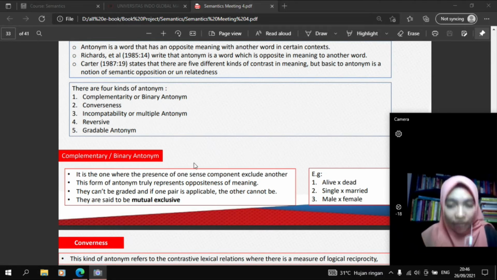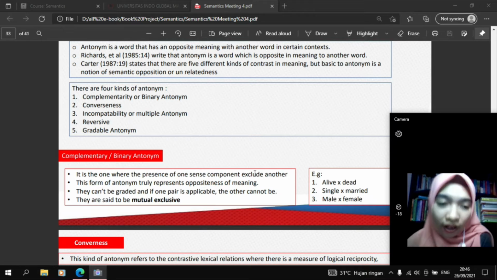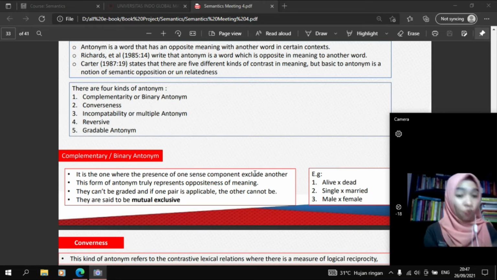So this is really the presence of one sense component excluding another. So you really cannot touch the antonym word. It's totally different, but they are mutually exclusive. This is mutual: alive, dead, single, married, male, female. Okay, that's for the first one.